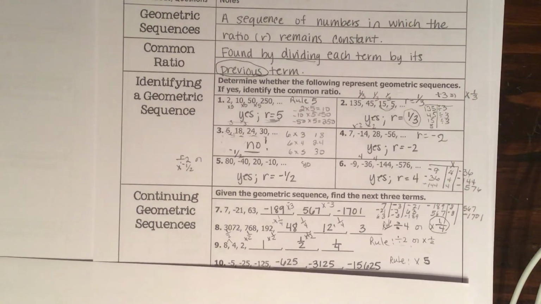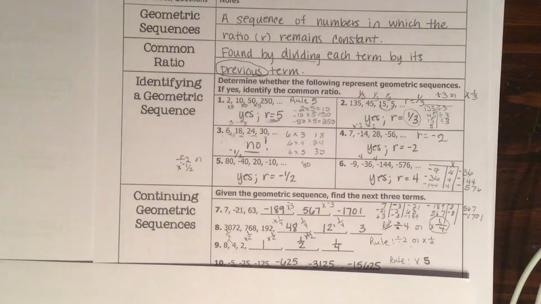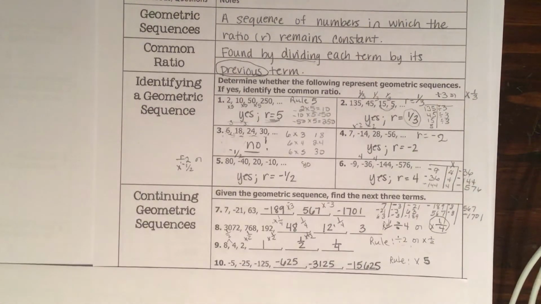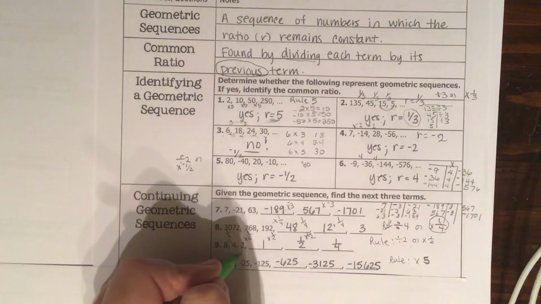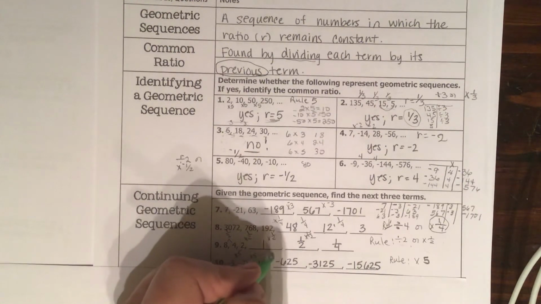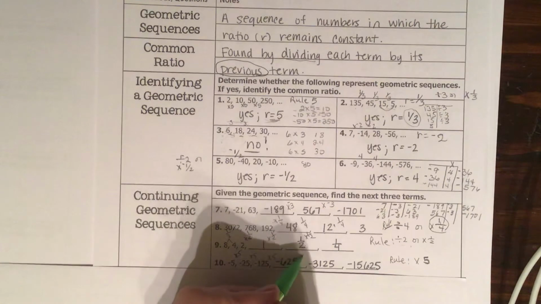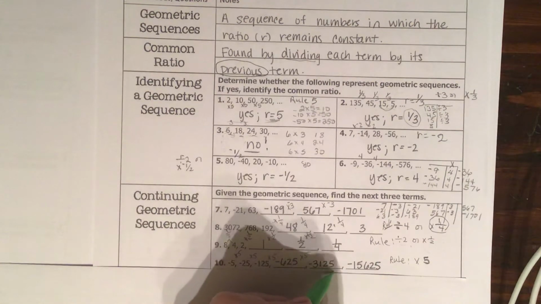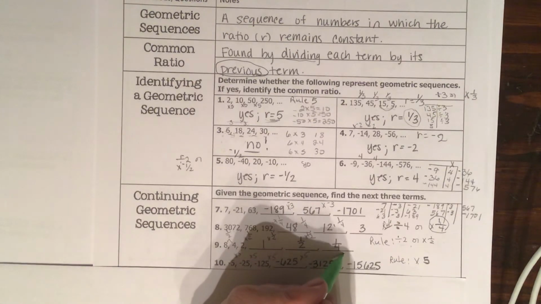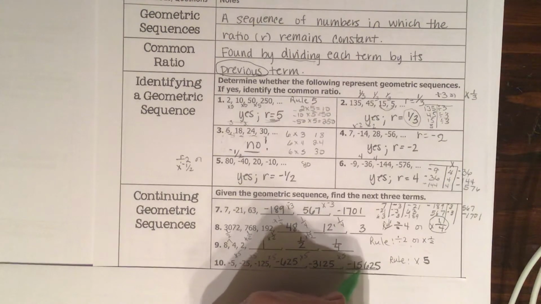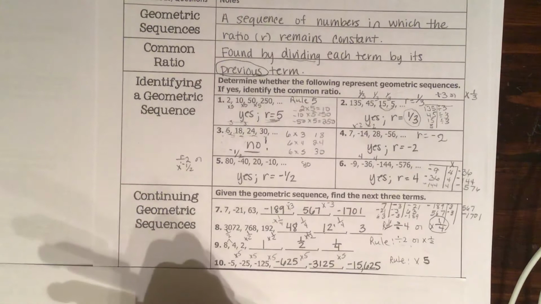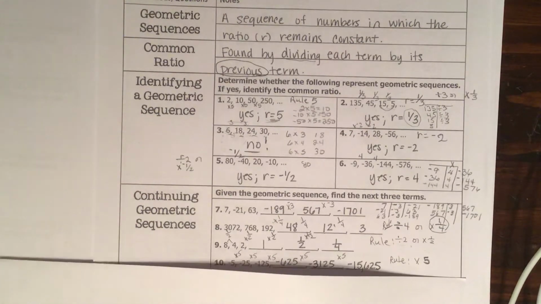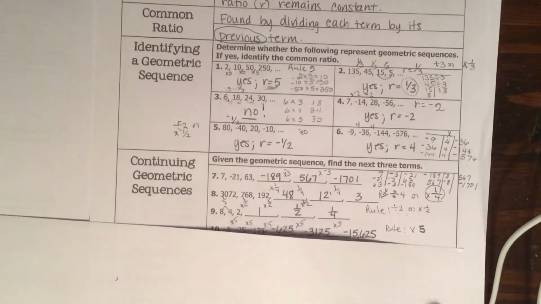Here you're going up. The rule is multiplying by 5. It's already a negative, so it's going to make each one of these negative. You multiply times 5, you get negative 625. Times 5 is negative 3,125. Multiply times 5, you get a negative 15,625. And that is how you do those.